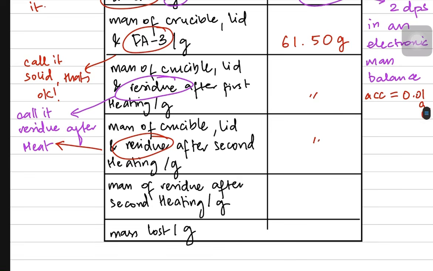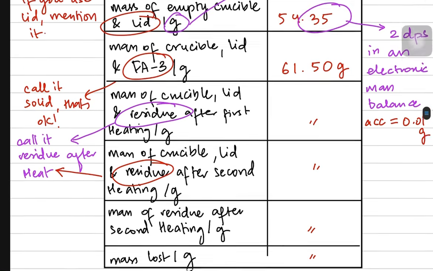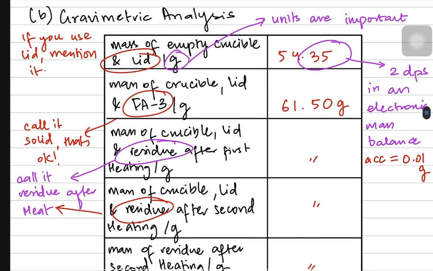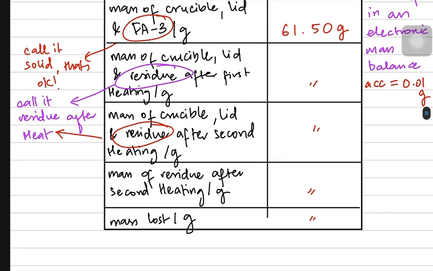You don't have to write the grams in the values since your heading already has it. So these are things that you need to keep in mind while you are placing the table for gravimetric analysis.